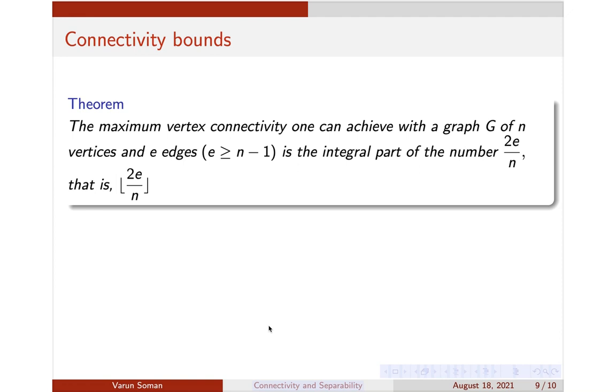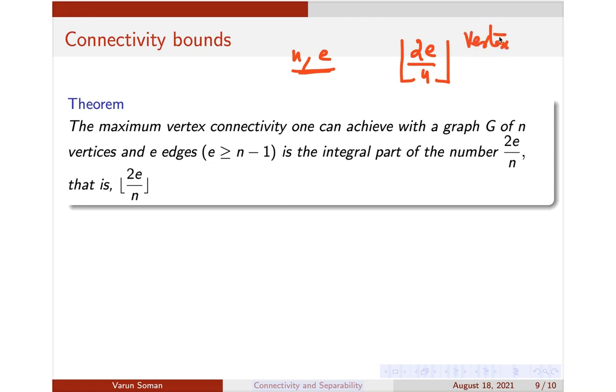Given a graph with n vertices and e edges, the best possible vertex connectivity attainable is actually ⌊2e/n⌋, the greatest integer function. This is the greatest integer which is less than or equal to the quantity 2e/n. So this is the maximum attainable value of vertex connectivity.